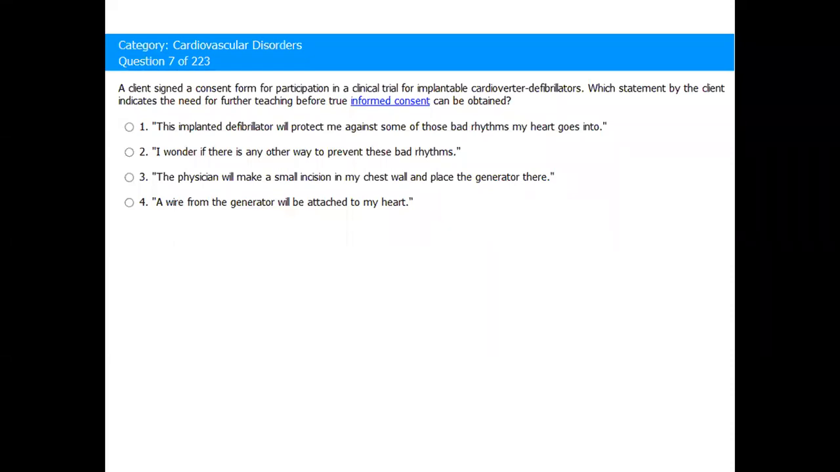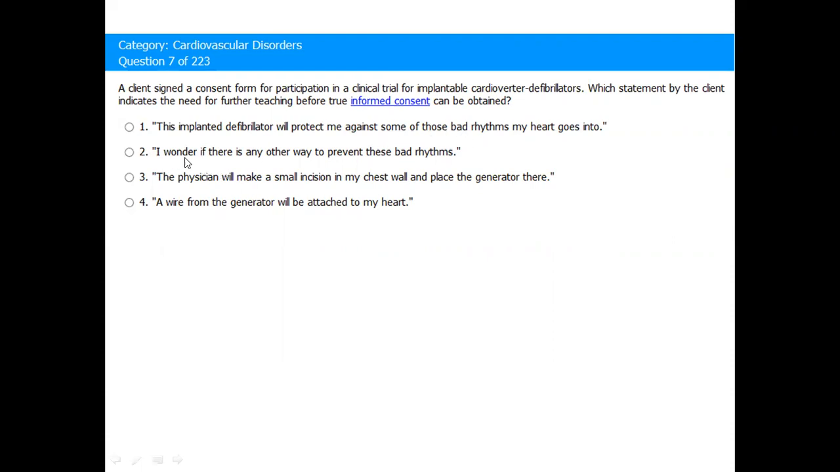Number one, they said this implanted defibrillator will protect me against some of those bad rhythms my heart goes into. There is some medical condition like ventricular dysfunction where we use defibrillators. The patient says, this implanted defibrillator will protect me against some of those bad rhythms.